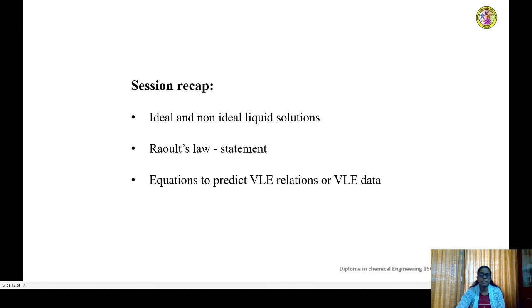So this is what we learned in today's class. We discussed the ideal and non-ideal liquid solutions. Then we understood the statement of Raoult's law and how this statement can be converted to an equation using which you can calculate the vapor liquid equilibrium for ideal solutions. Later we learned about the equations to predict vapor liquid equilibrium in distillation.